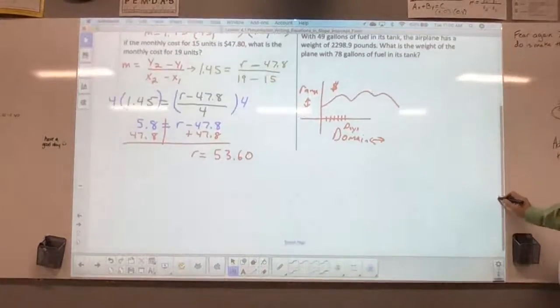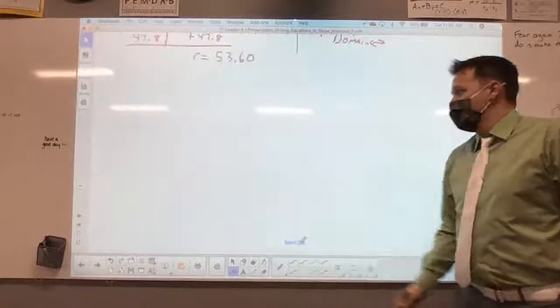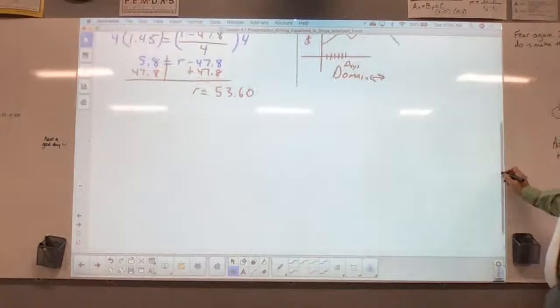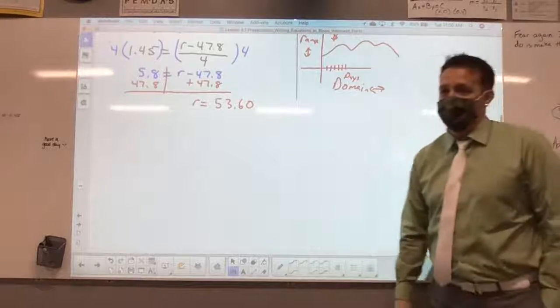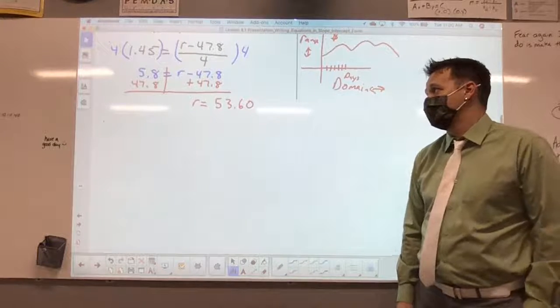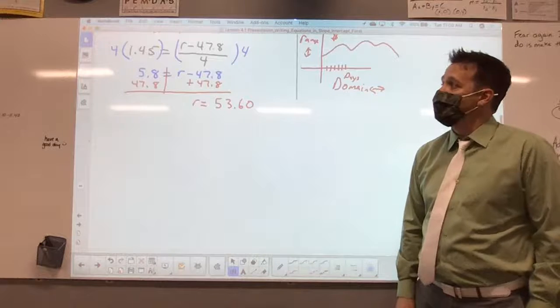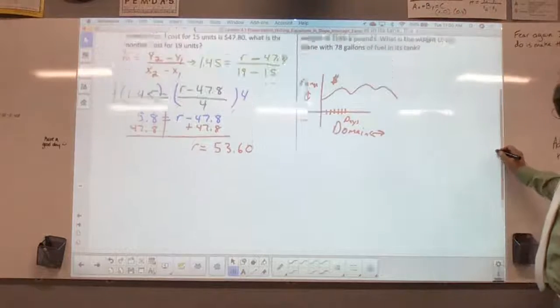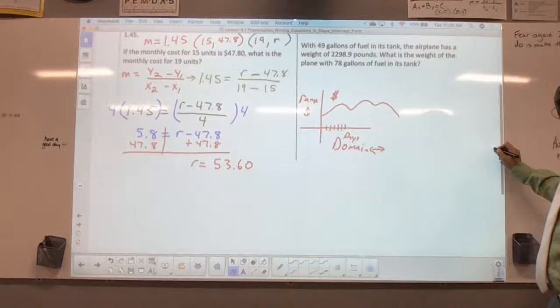Some of you are giving me tiny numbers that make no sense. Yes, sir. Would it also work to just take 47.8 and divide it by 15 and then multiply it by 19? Is that a simpler way to do it? You can try it and see if it works.